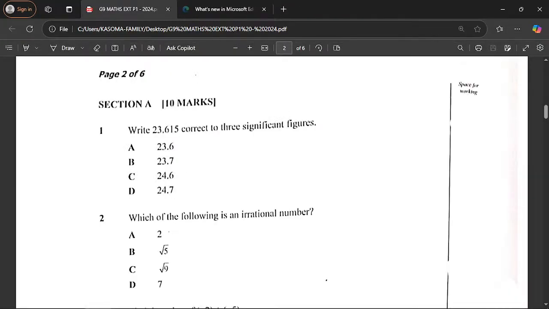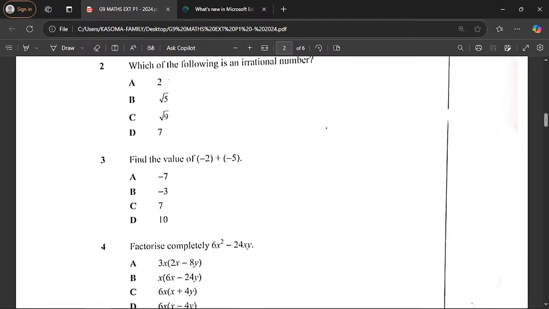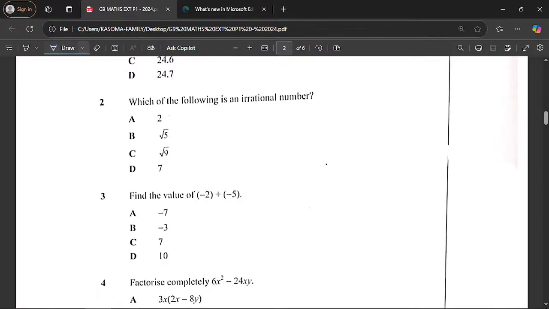Okay, sorry, what has happened? Okay, we are on question 2. So question 2, they are saying we identify the irrational number. So to identify the irrational number, what we're going to do is find a number that is not a whole number, or a number that cannot be expressed as a fraction.